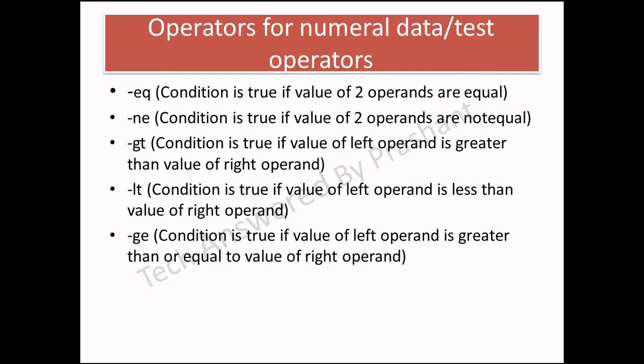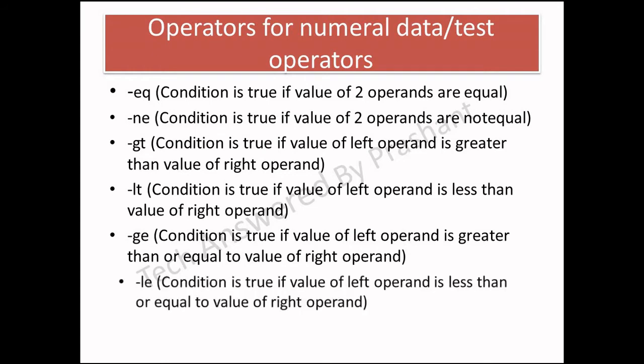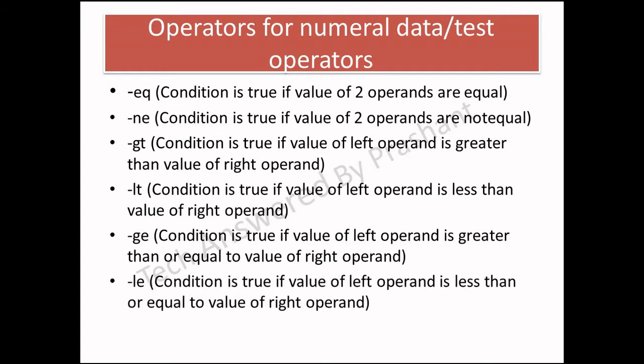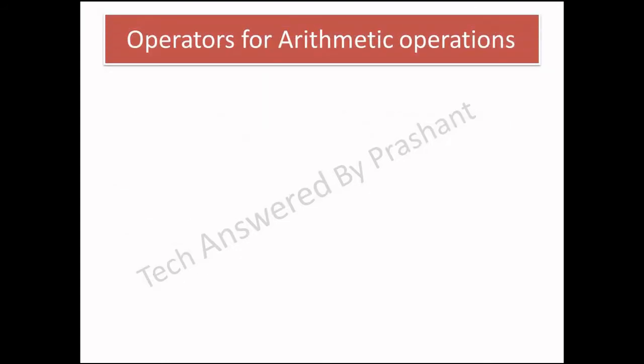And we have -ge, greater than or equal to. The condition is true if the value of the left operand is greater than or equal to the value of the right operand. And last is -le, less than or equal to. Next is operators for arithmetic operations. We know this very well and I am not going to explain much.